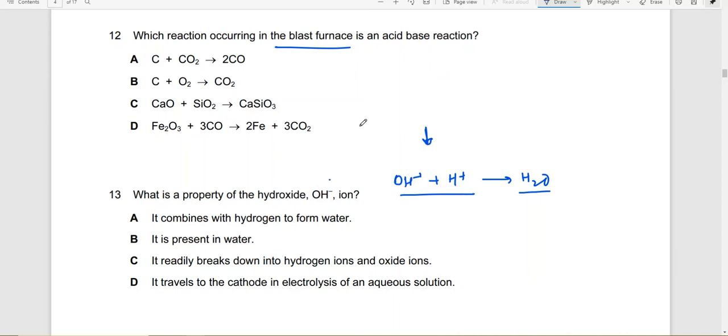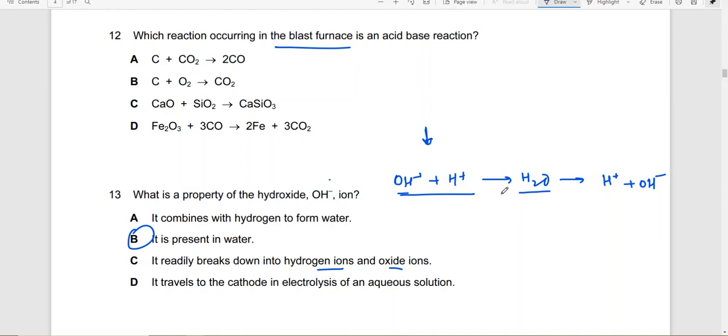It is present in water. Yeah, that's true. Hydroxide ion is present in water. When water ionizes, it forms hydrogen ions and hydroxide ions. So answer would be B. It readily breaks down into hydrogen and oxide ions. That's not true as well. It travels to cathode. That is from another chapter. The answer is B.